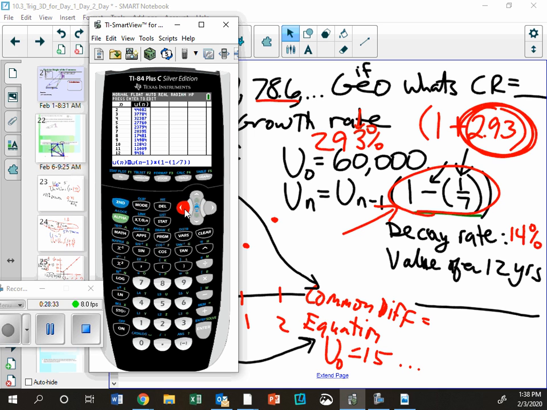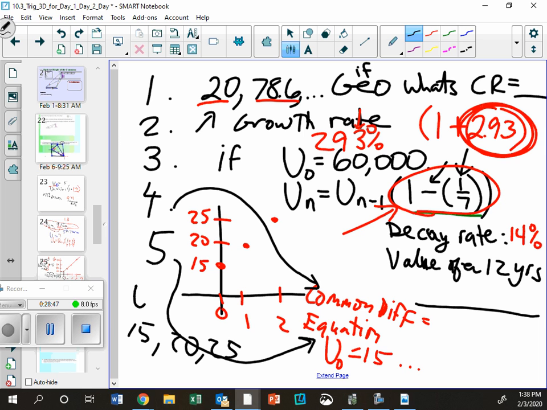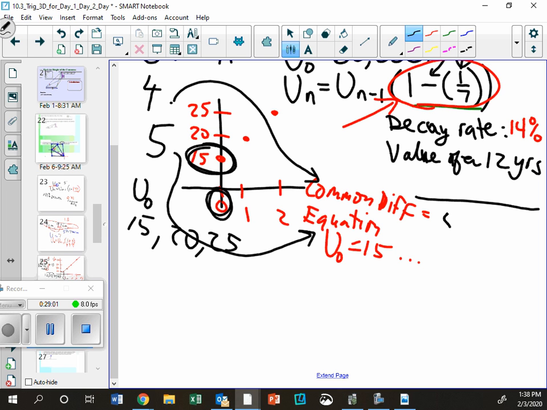Next, on problems 4 and 5. The common difference here is it's going up by 5 each time. If I made a list like I suggested before, it started at 15, went to 20, then went to 25. And this was u sub 0. How do you know it was u sub 0? Because it's right above the 0 is where the 15 was. So u sub 0 is the first term. U sub 0 is 15. And then the common difference was 5. I'd accept plus 5. And then the rest of the formula, u sub n minus 1, plus 5.